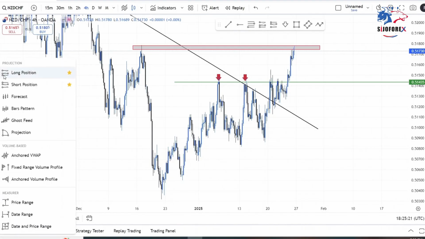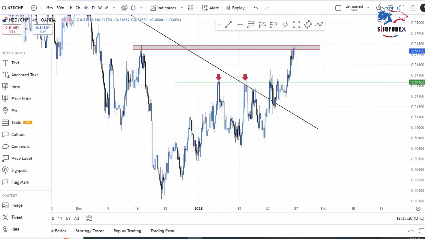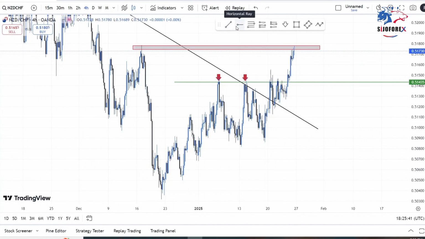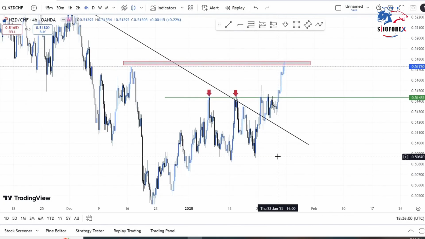So let me check another important thing here that I use. Let me see. I don't think there's any other one that I use here that's really that important to me. I think that's all for now. As a beginner, I just need to have all this. Look at it: the trend line, horizontal ray, Fibonacci retracement, long short position, arrow mark down. There's also an arrow mark up as well. Rectangle, rotated rectangle, this path. Yeah, all these ones are very important for you, and it's going to make your chart look good.